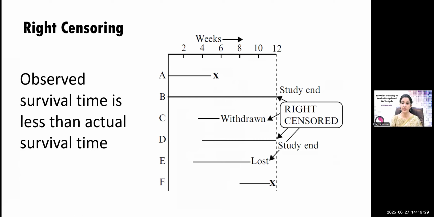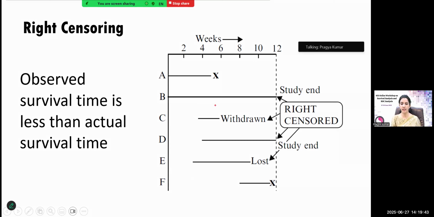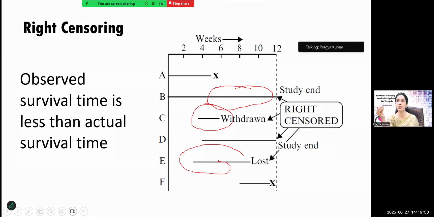But what is happening here? Here you can see that the observed survival time is less than the actual survival time. Why? Because the actual survival time is when that event happened. But whenever you measure something, in this time that event has not happened. So whatever time you have is the observed survival time, because that time you have observed. You don't know the actual survival time, because till the time that person was with you, that event had not happened. So the actual survival time will be more than the observed. Or in other words, the observed survival time will be less than the actual survival time.